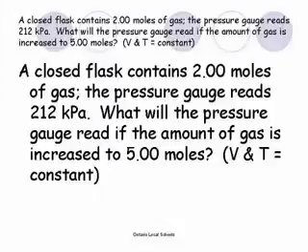Let's look at a problem where we're going to change the amount of gas that's in the container. In this case, again, we measure the amount of gas in a quantity called the mole. So we have a closed flask that contains 2 moles of gas. The pressure gauge reads 212 kilopascals. What will the pressure gauge read if the amount of gas is increased to 5 moles? In this case, volume and temperature will remain constant.